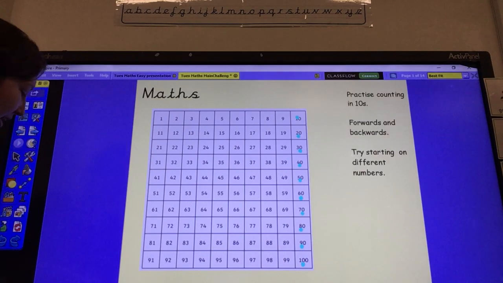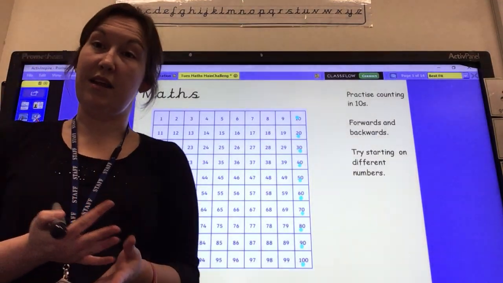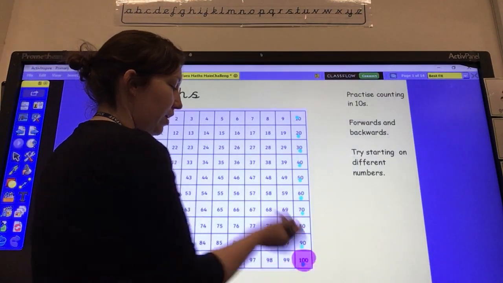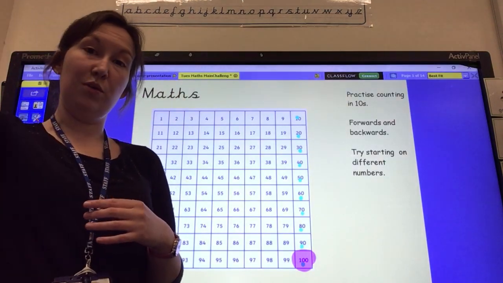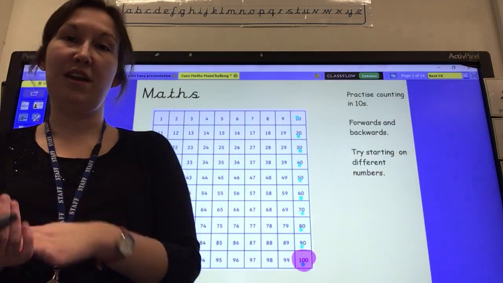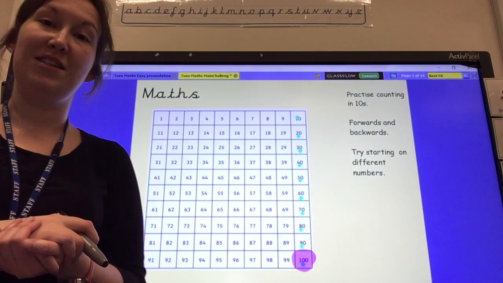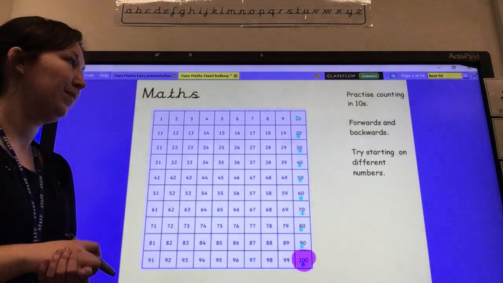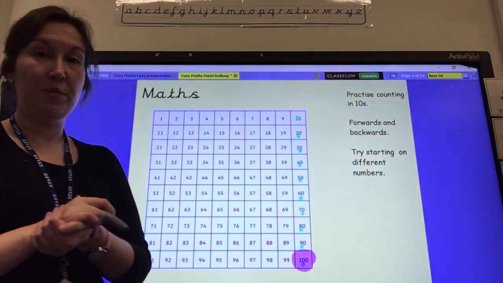This time, can you count backwards in tens? So starting on 100, can you jump backwards in tens? So pause the video here and you can have a go at counting backwards in tens yourself. So well done to everybody who did that.